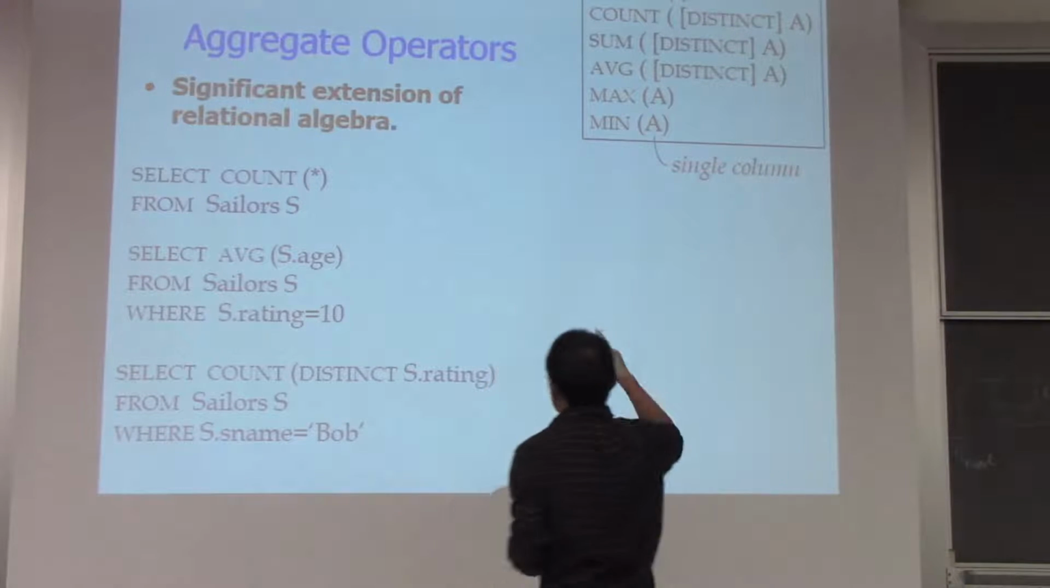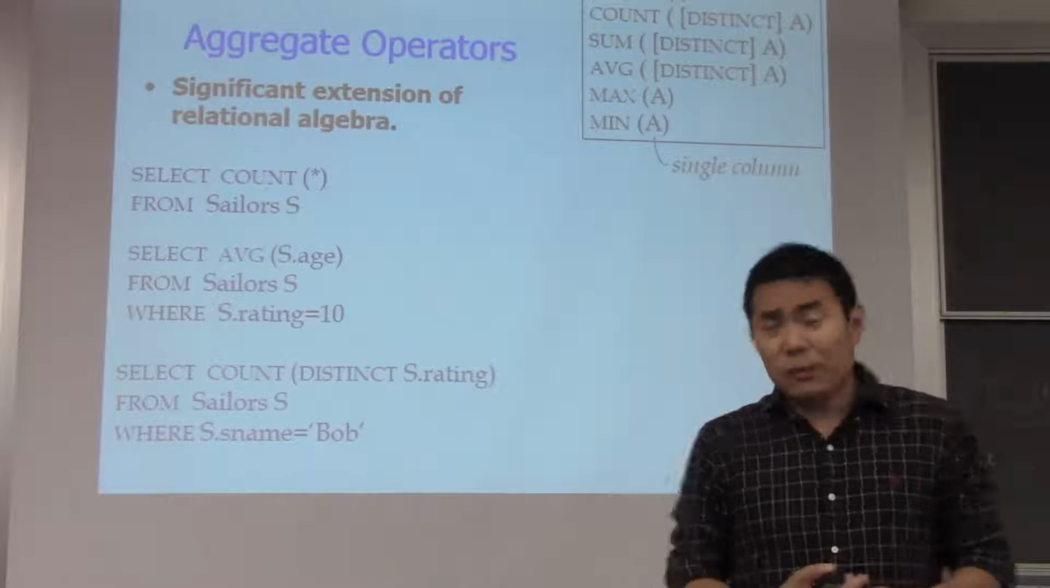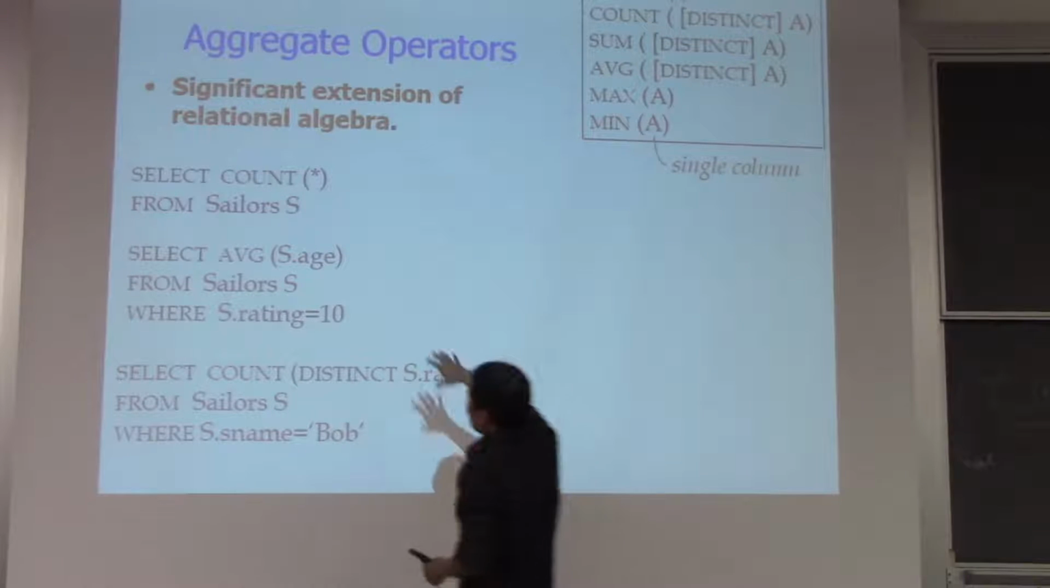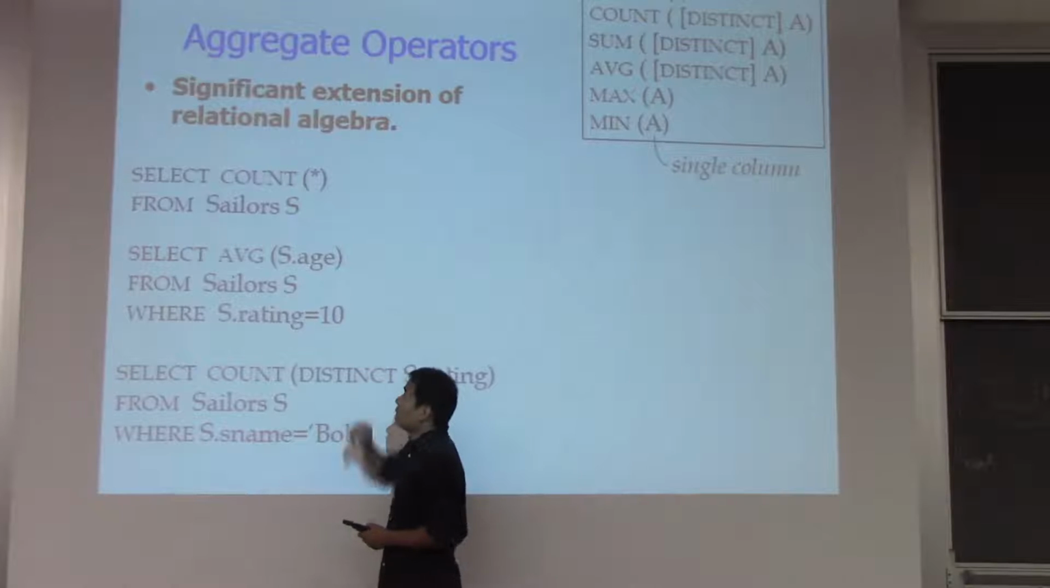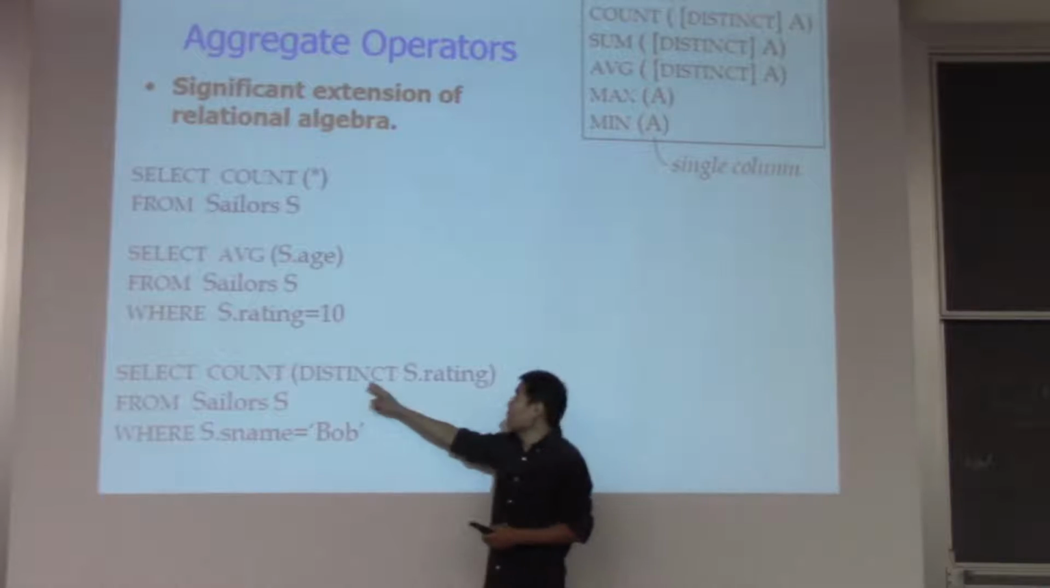You use count, sum, average, max, and min. Those are some basic ones. I'll give you a simple example. Count the number of sailors I have. Calculate the average age of sailors whose rating equals 10. What about count distinct rating?